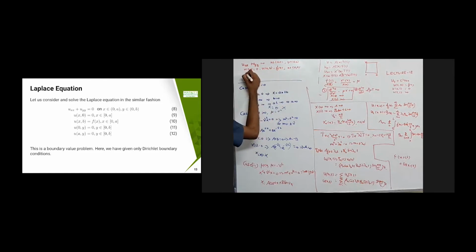And then I'm going to consider u of 0 comma y equal to 0, u of a comma y equal to 0, where y belongs to 0 comma b. So this is the problem I'm going to consider. For this problem, again we are going to do the same thing. Let me explain what this problem is.